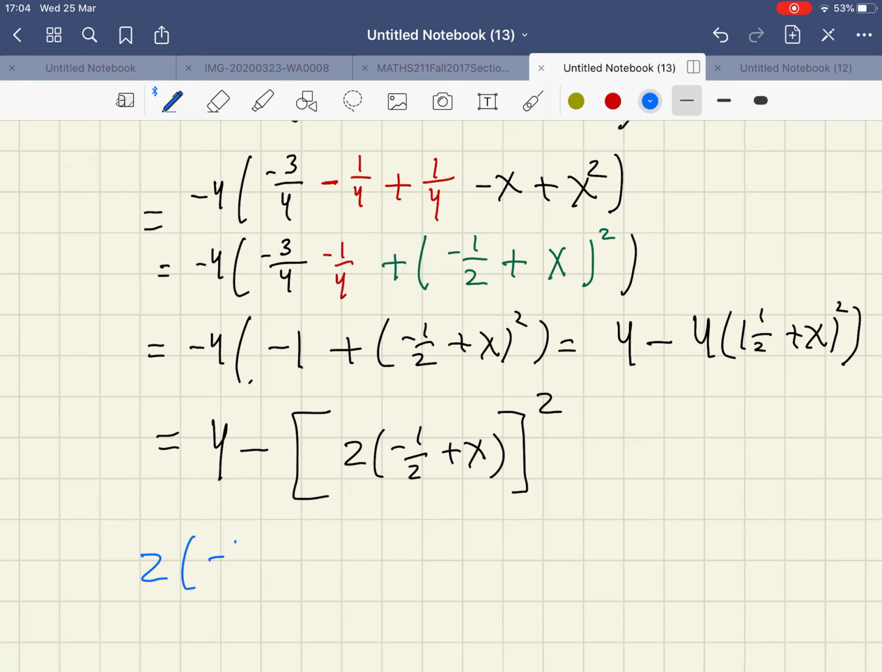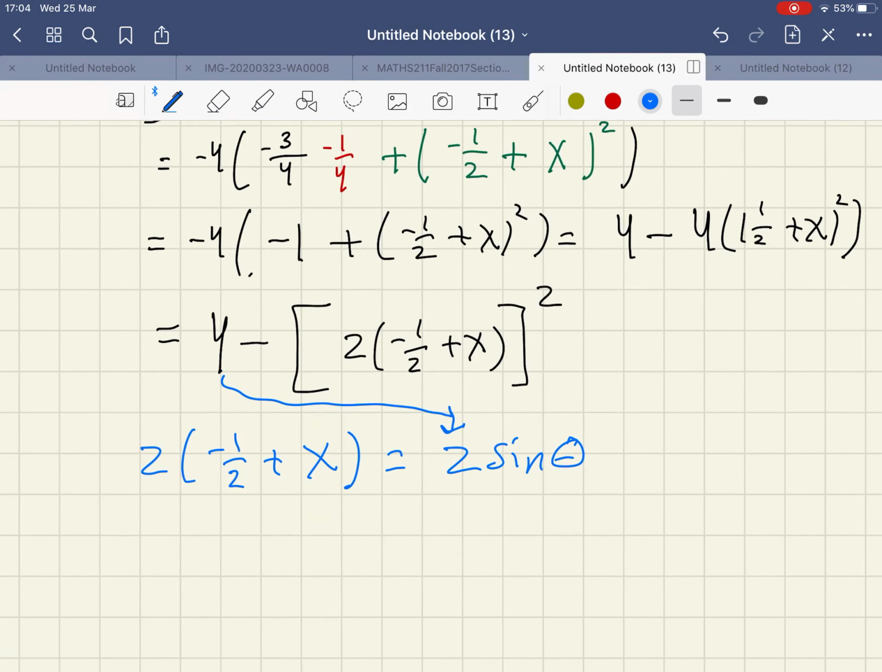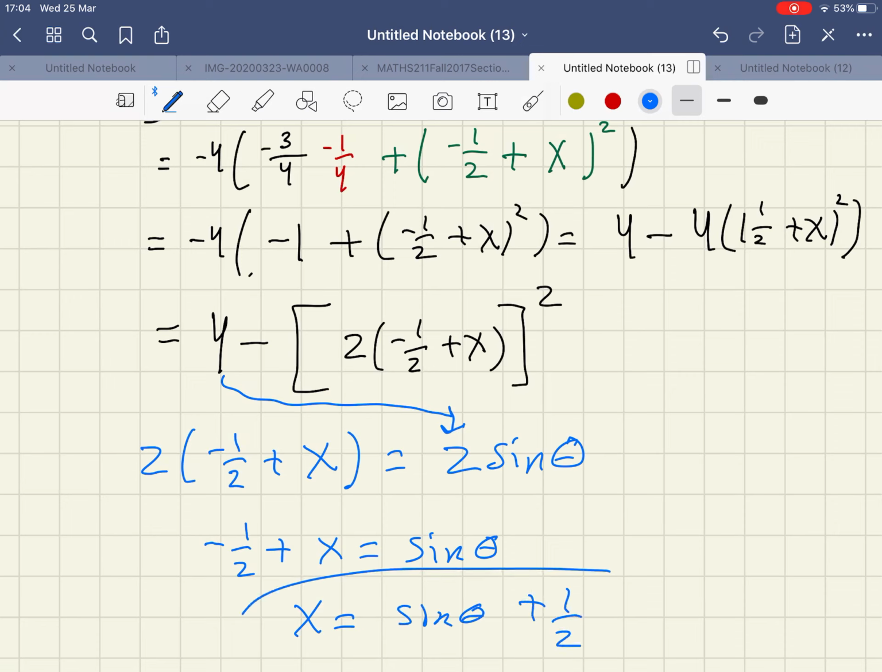And finally, the substitution will be a number minus something squared. So that something will be square root of 4, which is 2 sine theta. And if you divide both sides by 4, this will be just equal sine theta, and x alone will be just sine theta plus half. That substitution will work for us.